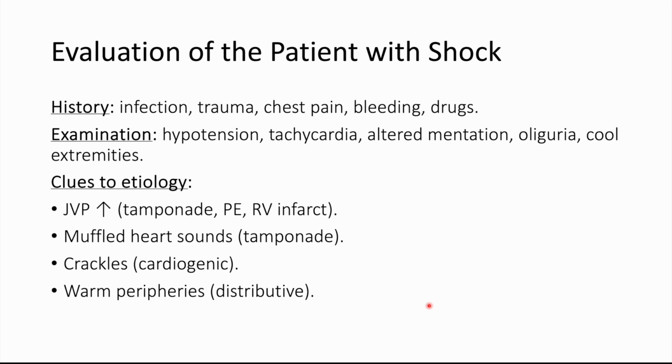So cold extremities, tachycardia, altered mentation. Then other clues like elevated JVP and muffled heart sounds suggest cardiac tamponade, while pulmonary crackles suggest cardiogenic shock, and in septic shock, the skin may paradoxically feel warm due to vasodilation.